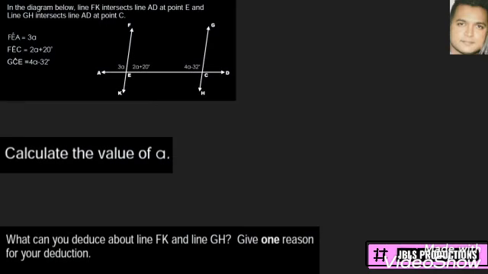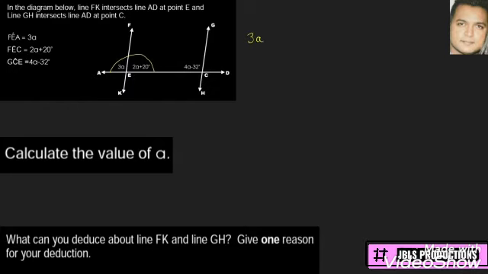In the diagram below, line FK intersects line AD at point E, and line GH intersects line AD at point C. So we will be using the straight line method. We can see that these are adjacent supplementary angles. So let's write down what we are seeing.